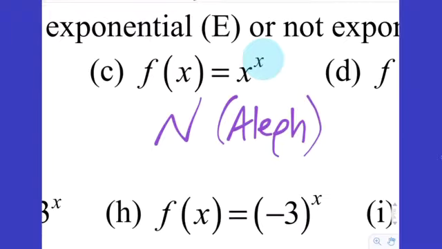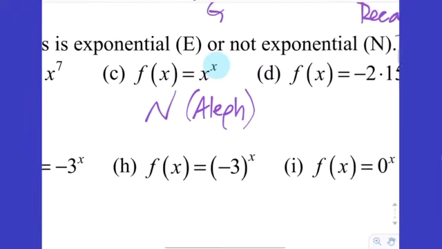Aleph, anyone know what Aleph is? Where that comes from? Not from France, but from... Anyone know the Hebrew alphabet? Well, if you did know the Hebrew alphabet, the first letter in the Hebrew alphabet, if you were reciting it, would be Aleph. There you go.